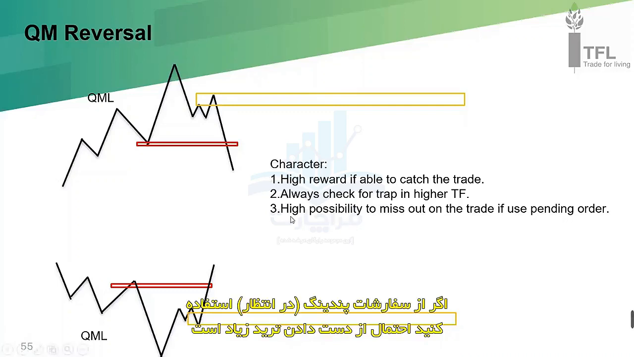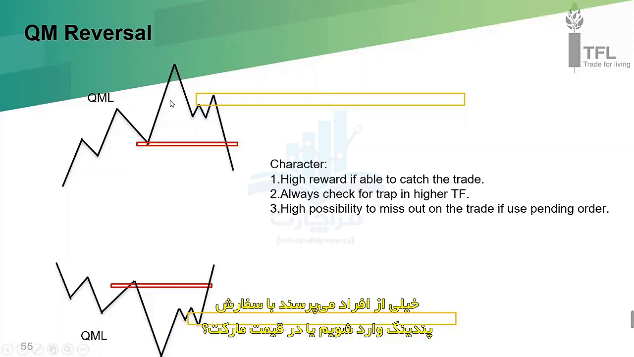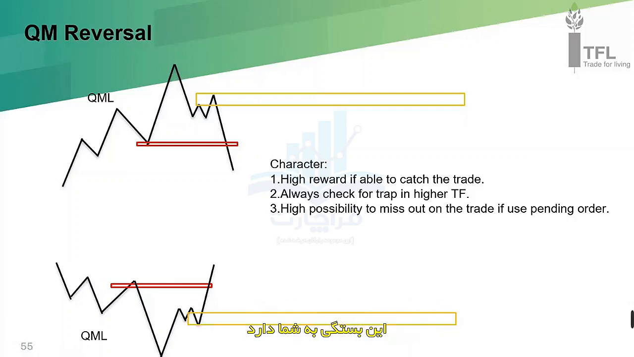So the third character is that there is a high possibility to miss out on the trade if you use a pending order. A lot of people will ask me, should I use a pending order, or should I use a direct order, direct trade? It depends on you. If you have confidence, like me, sometimes I do miss out on this kind of trade. However, when I see this kind of trade and it has fallen, I know where I should be going in. Then I'm going to direct trade, right? But all right, there is always a but. When you direct trade, your risk is definitely higher. Your stop loss is definitely higher because you're going to place your stop loss above the decision point. That is always higher risk, right? So this is the character of reversal.